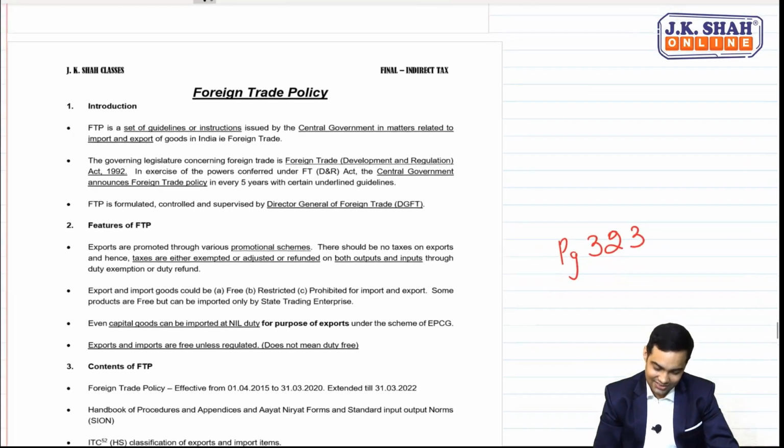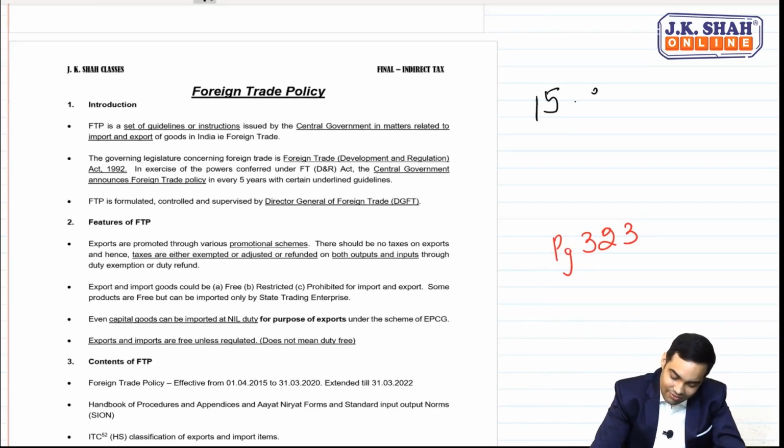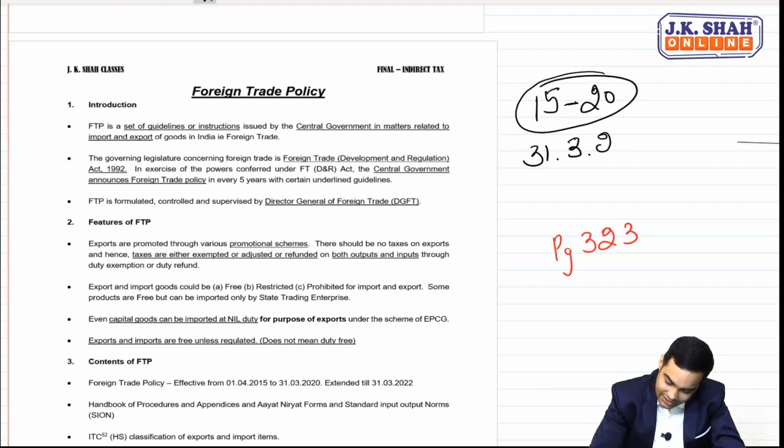One good news. What's the good news, sir? The good news is the Foreign Trade Policy 2015-20 has been extended till 31st March 2022.